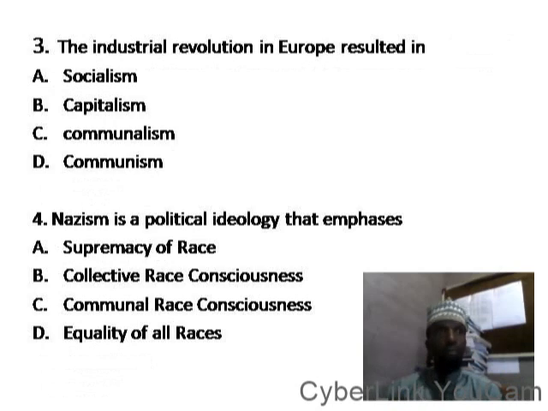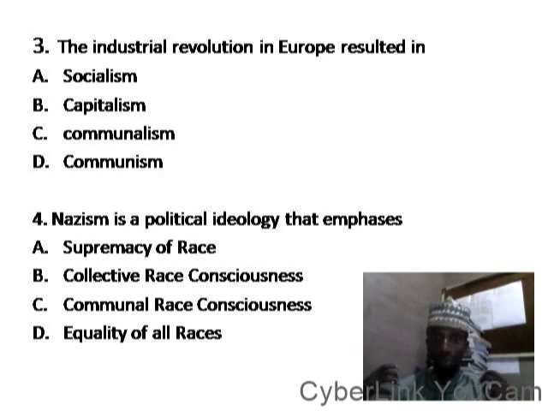Then another question, number 3, says the Industrial Revolution in Europe resulted in. Industrial Revolution, what does it mean? Industrial Revolution took place between the 16th and 17th century. It's when modern science came into existence and gave birth to different technologies, machines that work in factories. Before then, the European community was characterized by feudalistic features. They were feudalistic in nature.